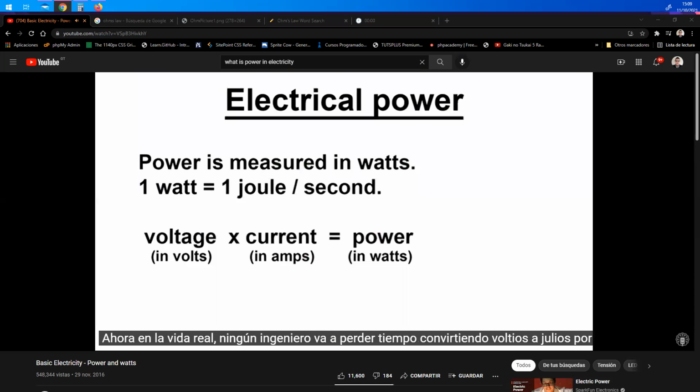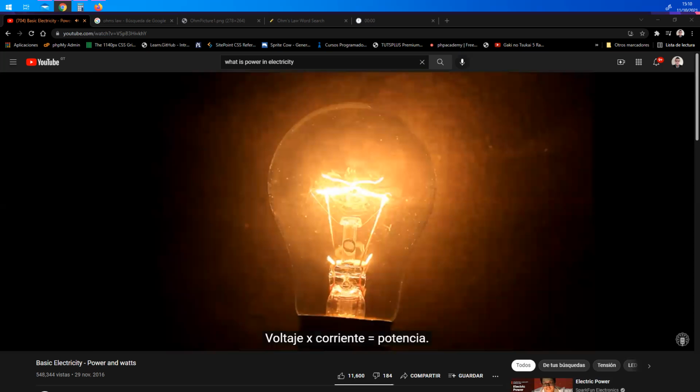Now, in real life, no engineer is going to waste time converting volts into joules per coulomb and amps into joules per second. You can instantly calculate power with this very simple shortcut. Voltage times current equals power. Let's try this formula out with a real-life example.